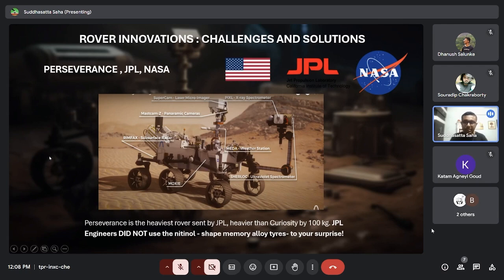In spite of the failure of using those Curiosity wheels, NASA did not actually deploy the nitinol wheels because of certain aspects which I will address after I cover this topic. Historically, Perseverance is one of the heaviest rovers ever sent by JPL and NASA, heavier than Curiosity by about 100 kg. But still, they did not use nitinol wheels. So, what did they do if they did not use those shape memory wheels?